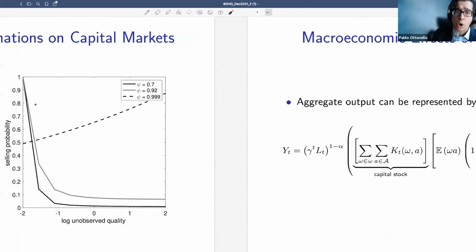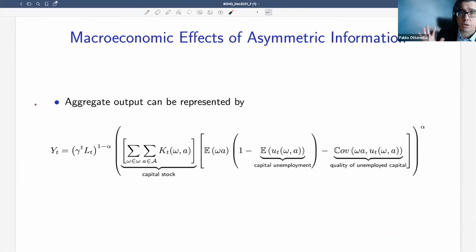All right. Now, in our economy, to analyze the macroeconomic effects, it is useful to express the aggregate output as the product of labor services and capital services. And I'm going to be concentrating on the different channels through which asymmetric information affects these macroeconomic aggregates. Okay, so we can represent aggregate output in the economy as three different components. The first component is the total capital stock that the economy has. Okay, so this is just summing across all units without weighting them for quality.